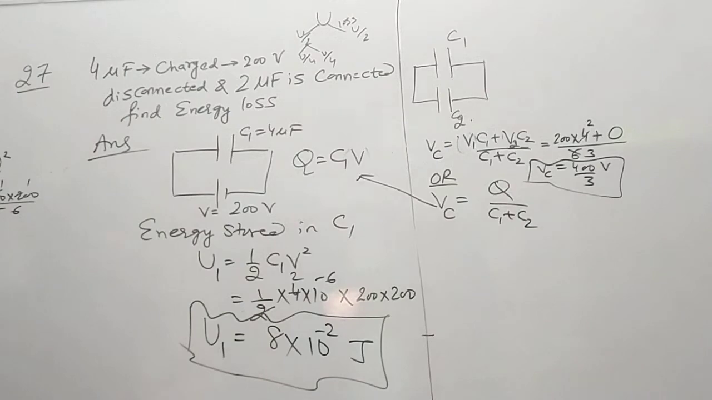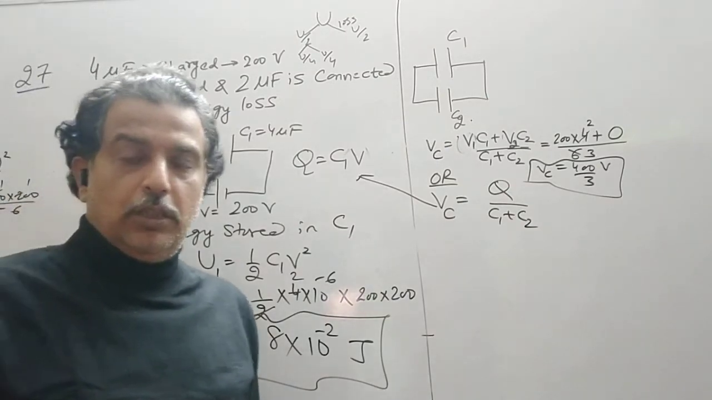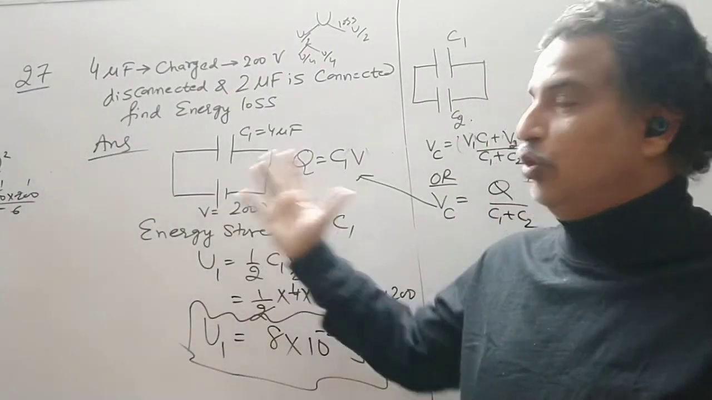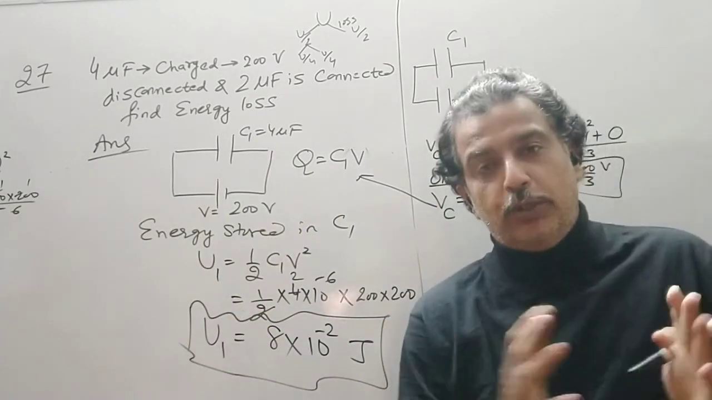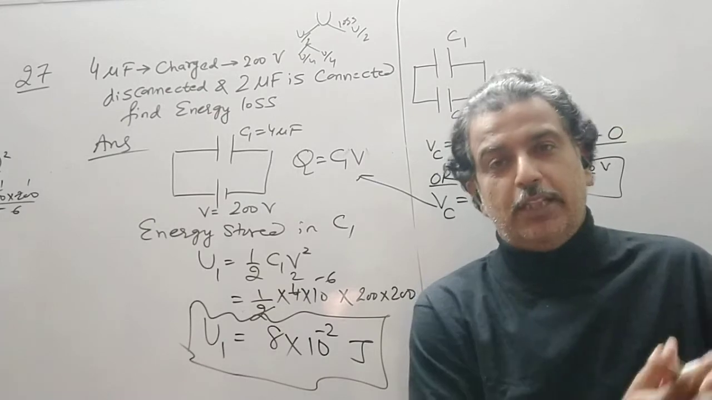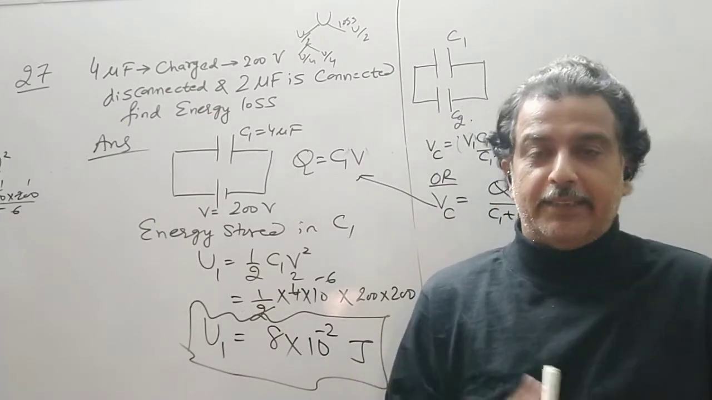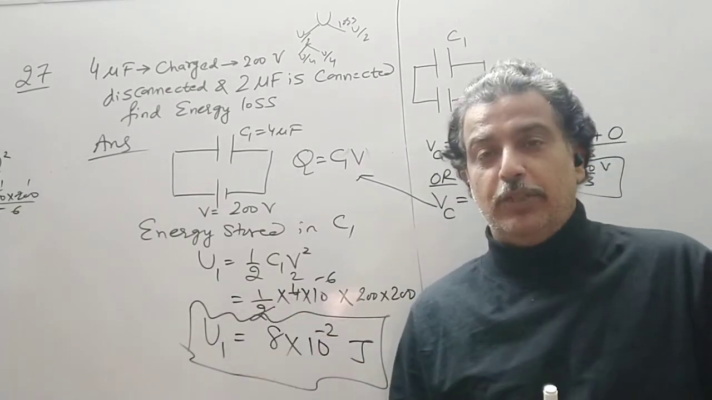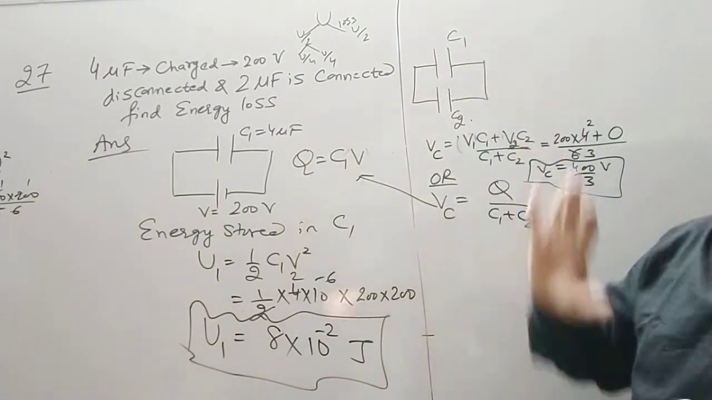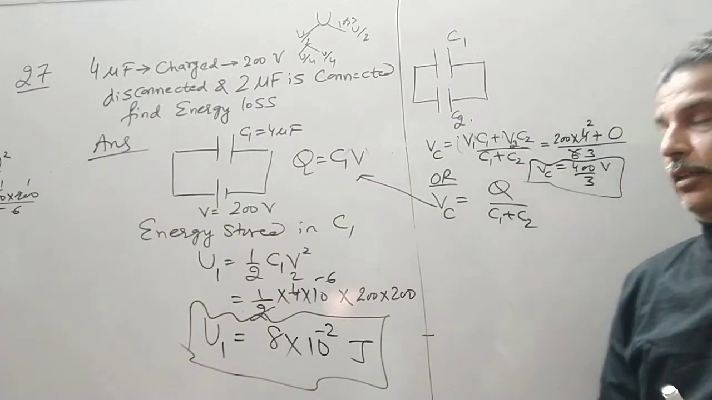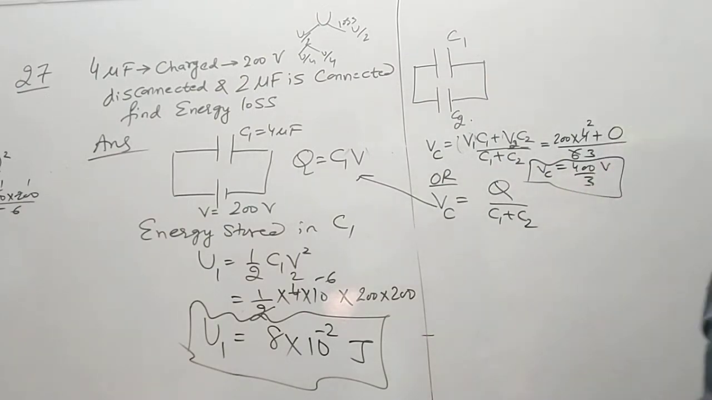You have to directly find out the loss. And you should compare this numerical with the previous numericals we have done, one in illustration and one in exercise. You see the difference between them. The only difference is now both the capacitors are not identical. Now common potential is 400 by 3.